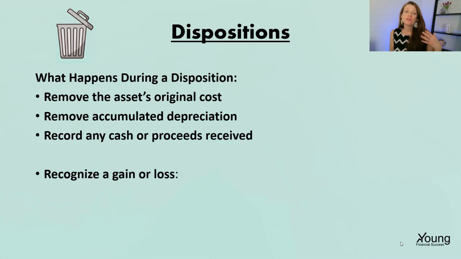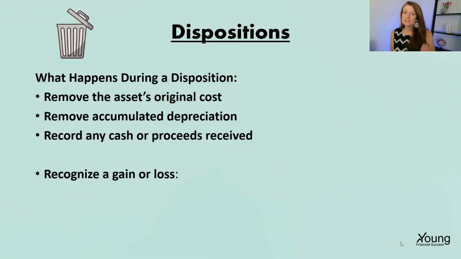But let's go ahead and start talking about dispositions when it comes to property, plant, and equipment. So this is where we are getting rid of an asset that we have already used throughout its service life, or we are getting rid of it sooner than we thought possibly. It may be that we are selling the item and we are going to make some money from it, or it may be that we are just going to dispose of it completely because it is no longer worth anything.